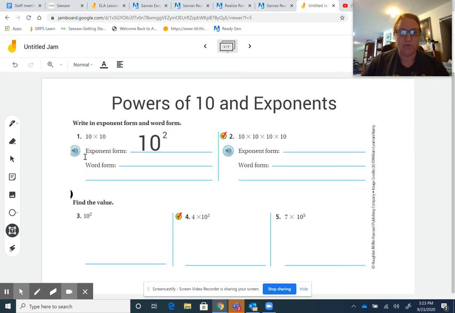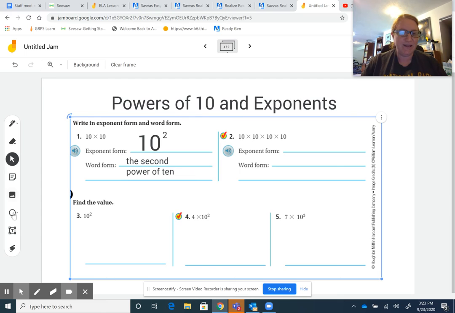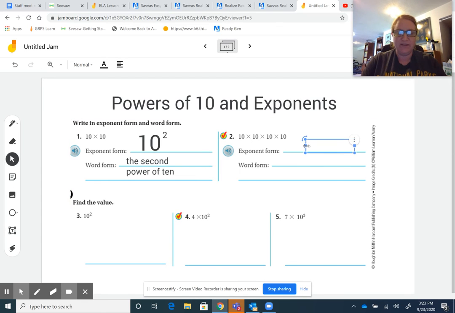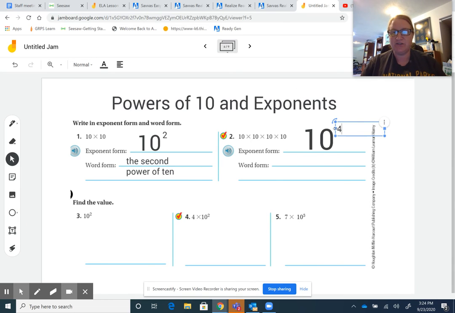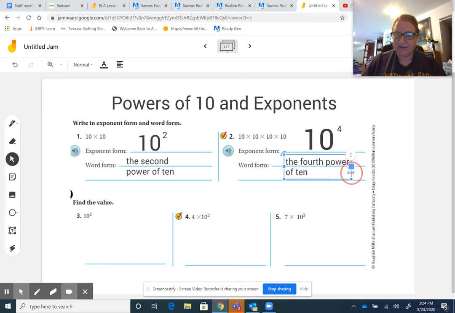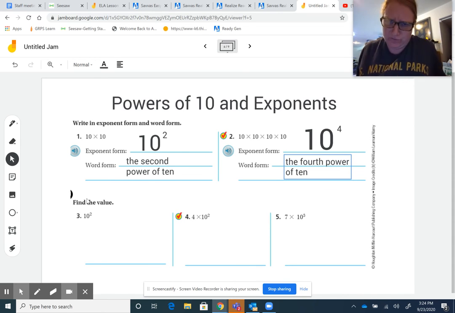And then we need to write that in word form, and I just said it, it's the second power of 10. All right, and then looking at the next one, 10 is our base, so I'm going to make a big 10. And how many 10s are there? There are 4 10s there, so it is the fourth power of 10. Okay, perfect. Now, when we have this information, we can then find values of them.